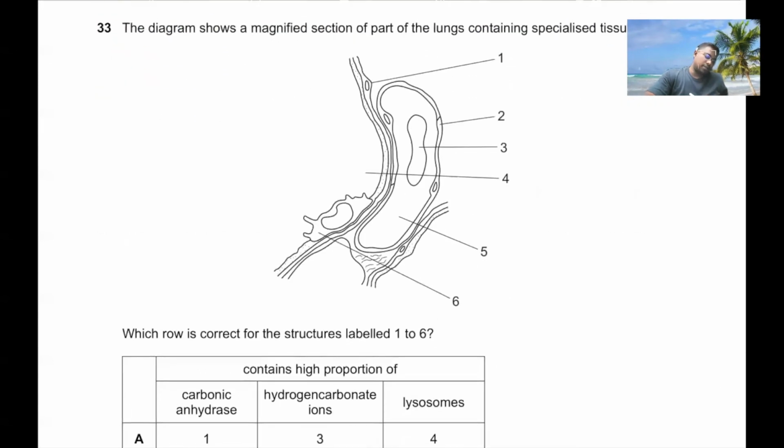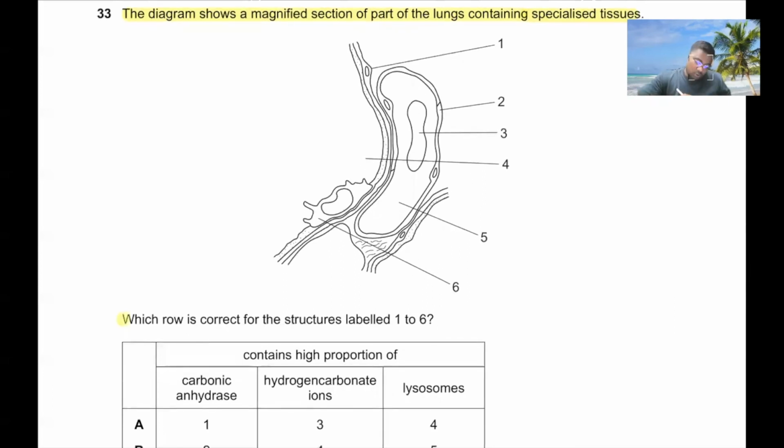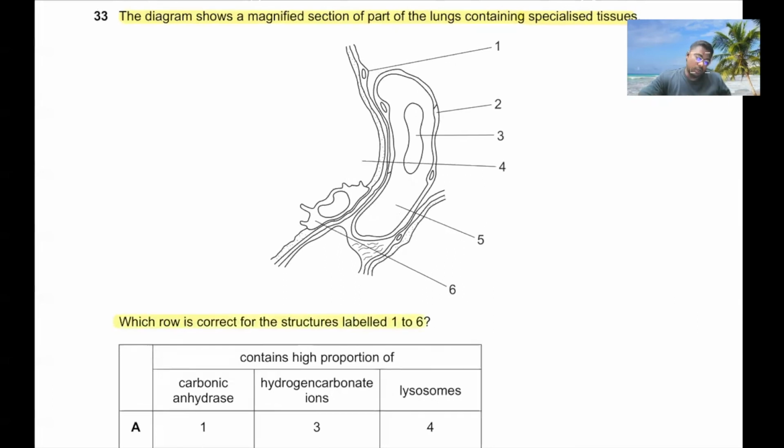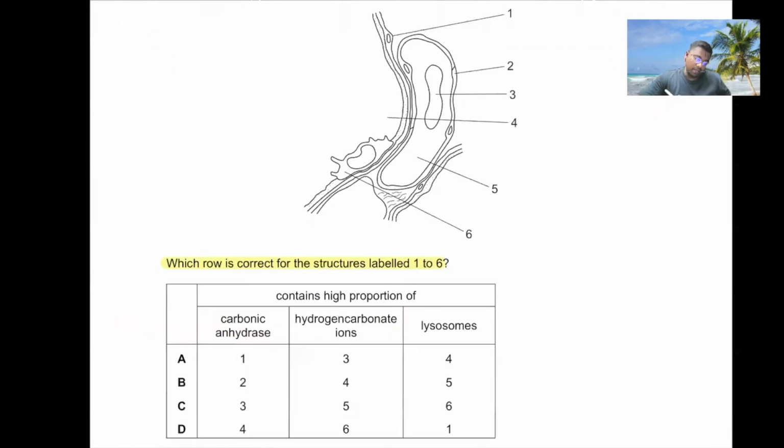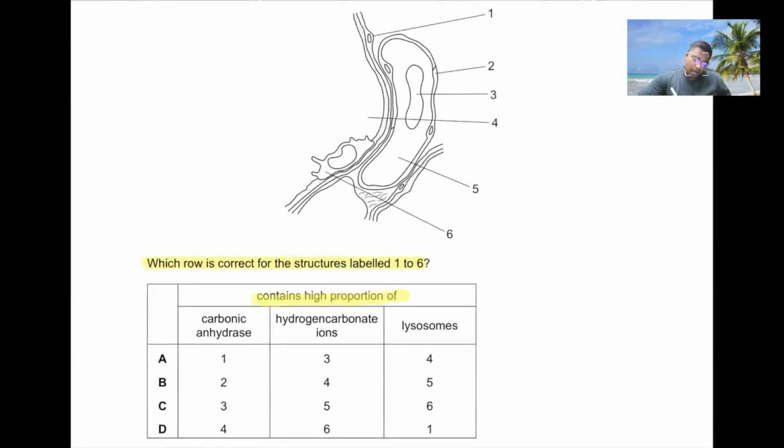Question number 33. The diagram shows a magnified section of part of the lungs containing specialized tissues. Which row is correct for the structured label 1 to 6? All right. Contains high proportion of carbonic anhydrase. So we can see red blood cell is represented with 3. Red blood cell will have carbonic anhydrase, so 3.